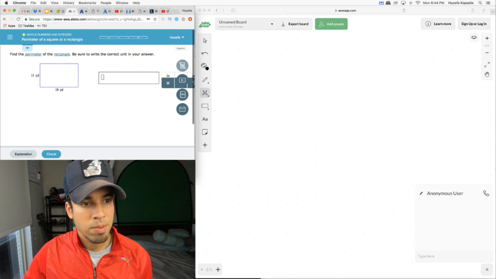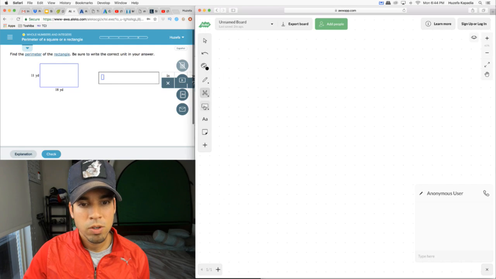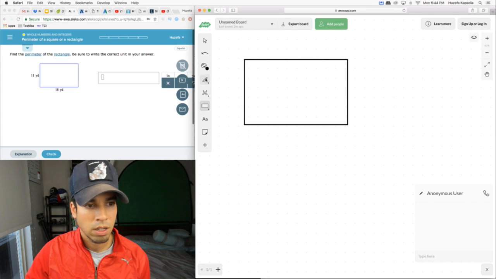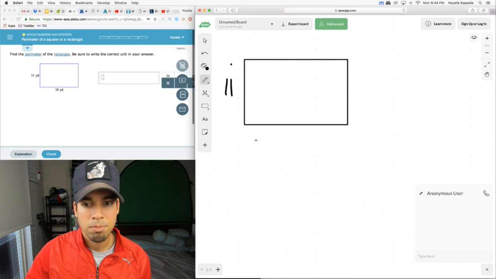All right, so perimeter of a square or rectangle. So again, perimeter is the length of the outside of a rectangle. So let's draw a rectangle here, and they're telling us that the sides are 11 by 18.